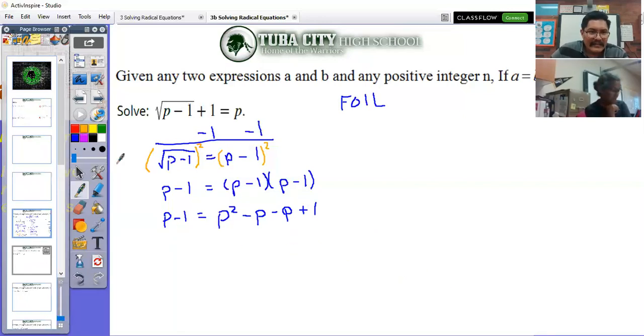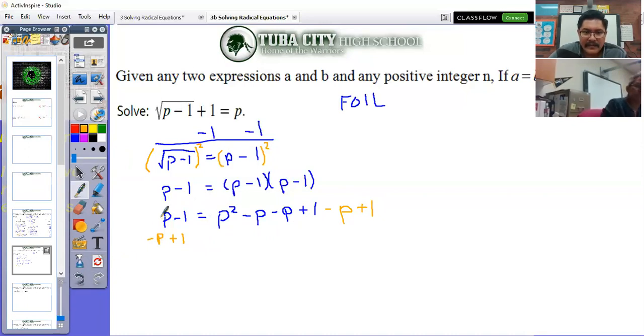Okay, now I need to do some moving numbers around. Now, I'm going to do something a little bit different here, just because on my workspace I don't have a whole lot of room. Here's what I'm going to do. I'm going to minus P and plus 1 because I want to get rid of them on this side. So instead of putting them down here like you normally would, I'm going to put them over here. So minus P plus 1.